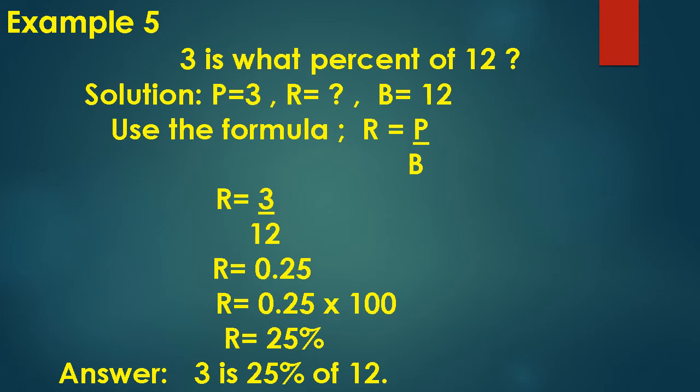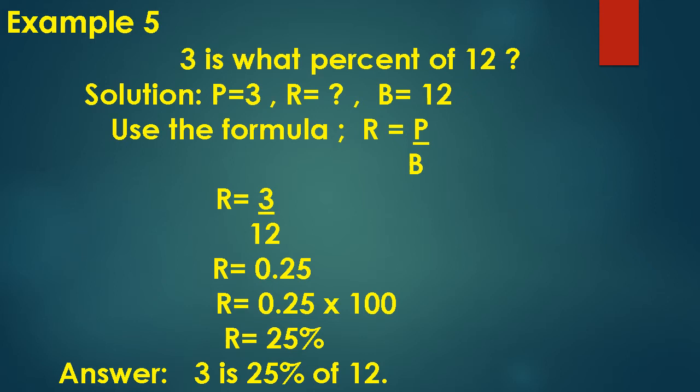Use the formula R is equal to P over B. The value of P is 3 and the value of B, or the base, is 12. So R is equal to 3 over 12. Then we are going to divide 3 by 12. The answer is 25 hundredths. Multiply 25 hundredths by 100. So the answer is 25%.